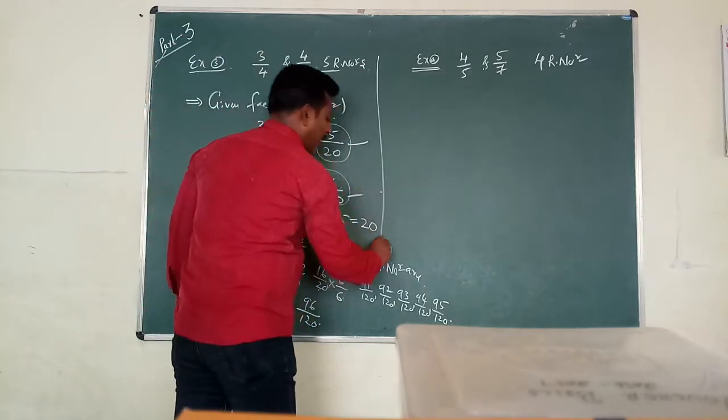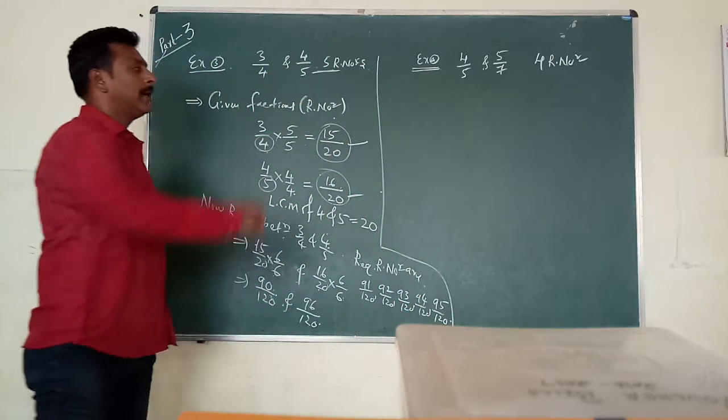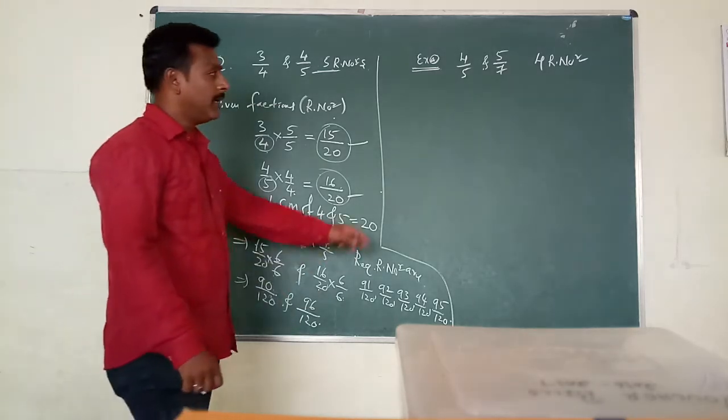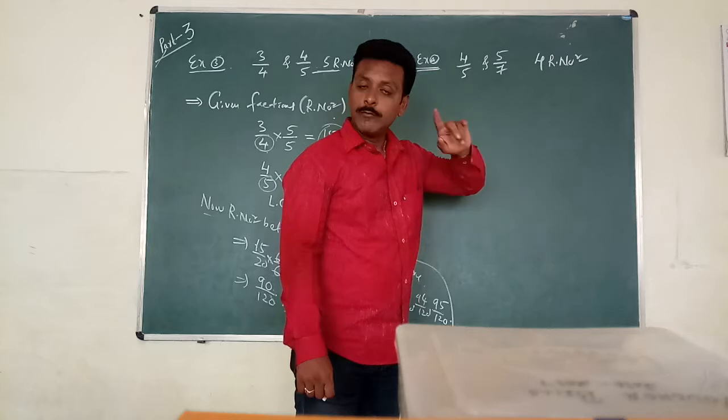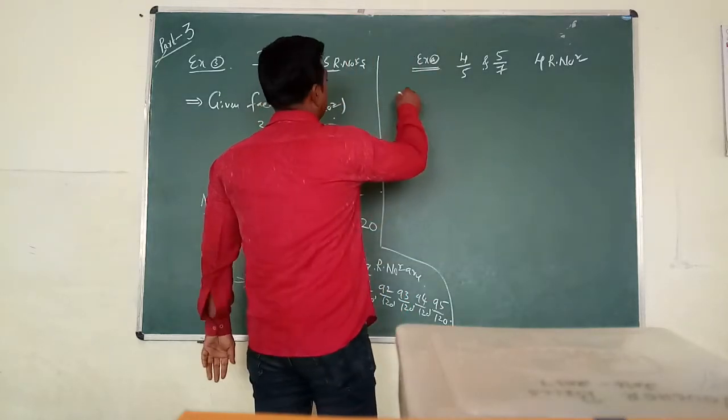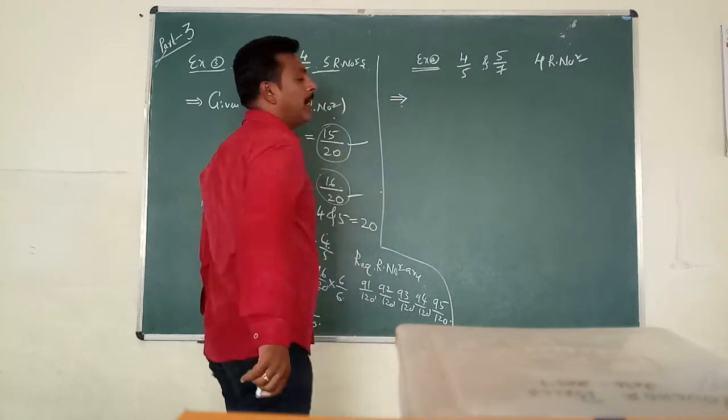Similar type, one more example I have taken here. Look at this. Given rational numbers are 4 by 5 and 5 by 7. Here also denominators are different. First your job is to make them equal. So how to make the denominators equal? That you have to think.